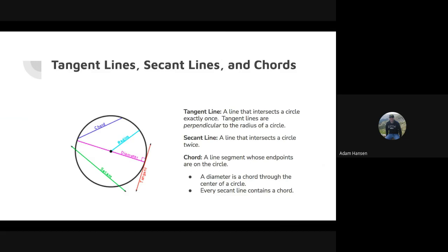Also noteworthy about tangent lines: tangent lines are perpendicular to a radius of the circle. So if I look at this radius in pink and the tangent line in red, it forms a right angle, a 90-degree corner. Every tangent line is perpendicular to a radius of the circle.